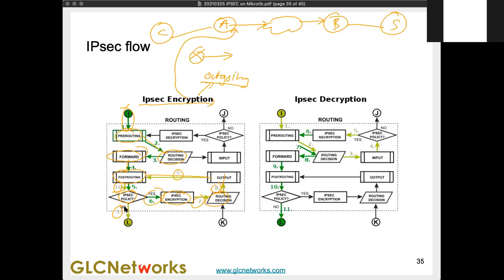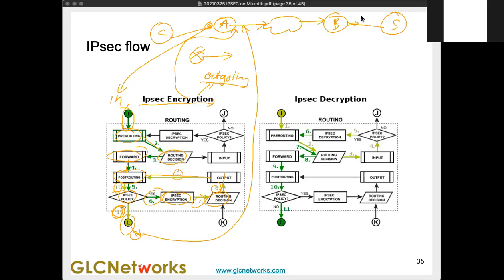Tunneling, ESP tunneling. So it means that there will be a new IP address added. So the IP security policy, when they check again, there is no IP security policy, and then the packet leaves the interface. Okay, so this is in this interface. And then when the packet's coming out, here it is.